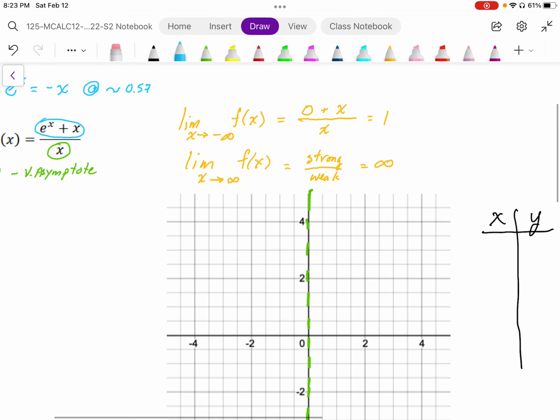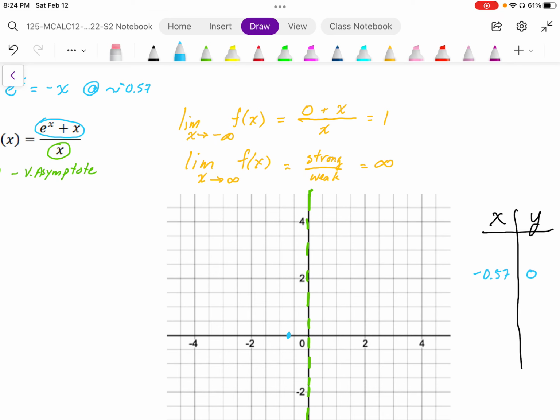So I'm going to put that in. It's going to be at negative 0.57. So at negative 0.57, we have y equals 0. I'm going to put that in probably right about there.